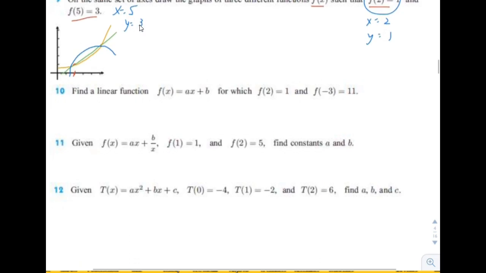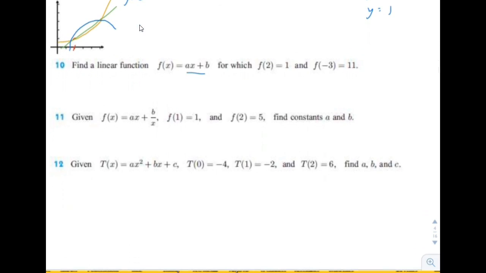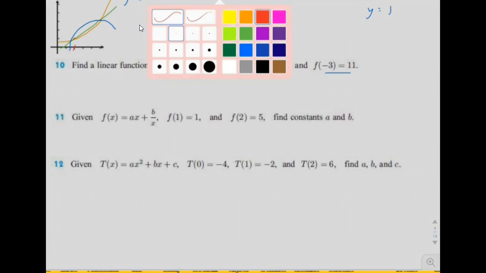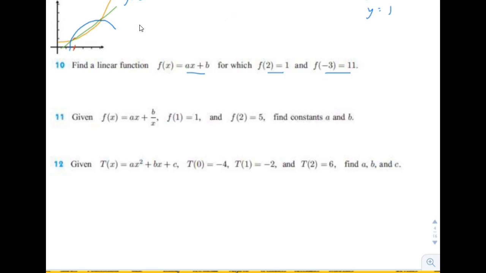Find the linear function ax plus b for which f of 2 equals 1 and f of negative 3 equals 11. Okay. So the easiest way to do this is to use the gradient point form, which looks like this: y minus y1 equals m times (x minus x1).